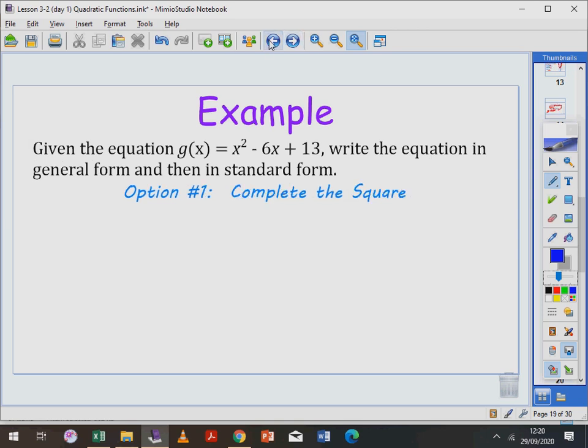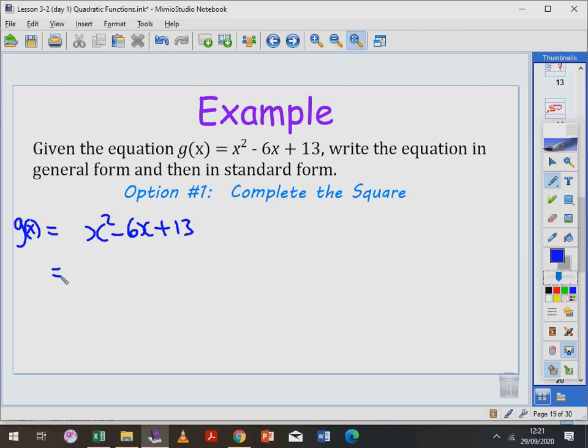You have two options when you're finding the standard form. You can complete the square. Now the shortcut, which is not really a shortcut, it is the exact same thing mathematically, but I call it a shortcut so that it's more appealing. Probably a shortcut because a couple of steps are left out.